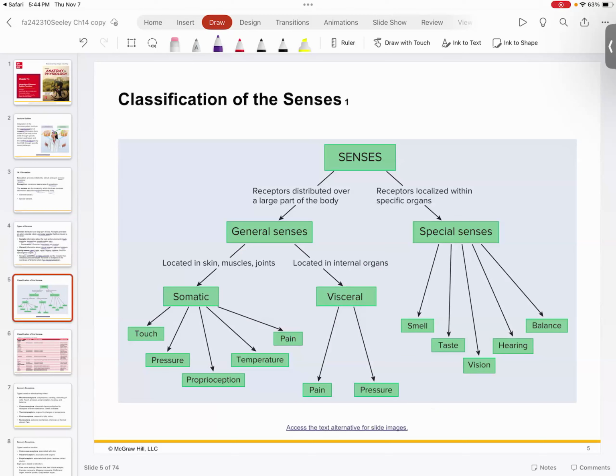Here's how your senses are broken down in terms of a flow chart, right? Your senses are broken into general and special, and then the specials are your dominant five senses, having to create special organs in order to pull those off. The general senses are broken into the somatics, which are in the skin, muscles, and joints. So this is your touch, pressure, proprioception, temperature, and pain. And the viscerals are associated with your internal organs, which are pain and pressure.